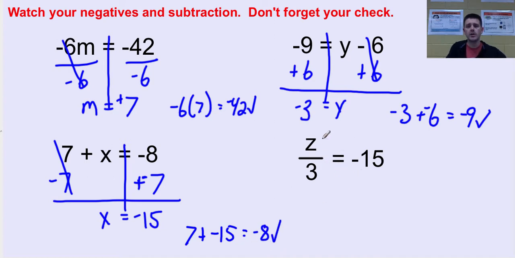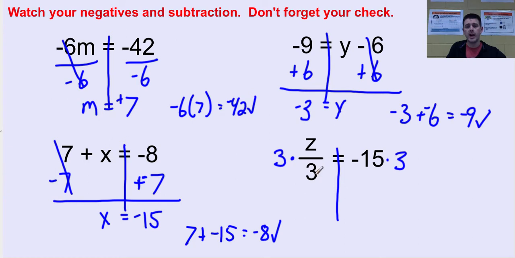Last one. Your first instinct might be, ooh, this is a fraction problem, but remember it's not a fraction problem. Remember when z is over a number like this, it's really just a fancy way of writing dividing. Remember I used that fraction bar up here to show when I wanted to divide. So we ask ourselves, what did they do to z? They divided by 3, so I want to do the opposite. I want to multiply by 3. But I got to do the same thing to both sides.